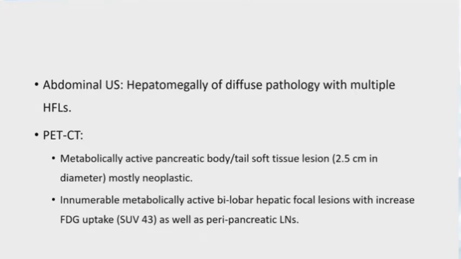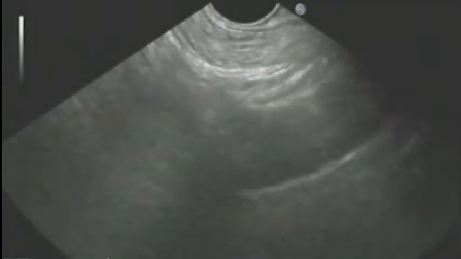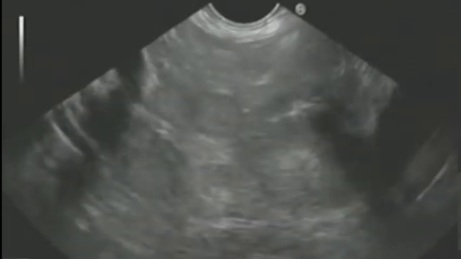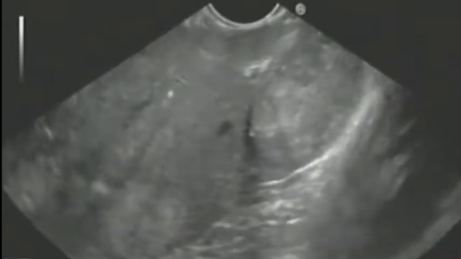So we decided to do EUS with the objective of biopsying the pancreatic lesion as well as, if possible, the hepatic focal lesions. So we did the EUS, and we try to show first the multiple hepatic focal lesions. We'll try to identify better the innumerable, very large hepatic focal lesions, as you can see.